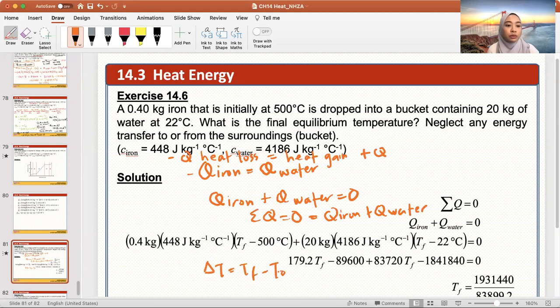It will confuse you. In worked solutions on the internet, they usually flip it, so that is where the confusion comes from. They flip it to T naught minus T final. They go for higher temperature minus lower temperature. Don't do that. Go for T final minus T initial.